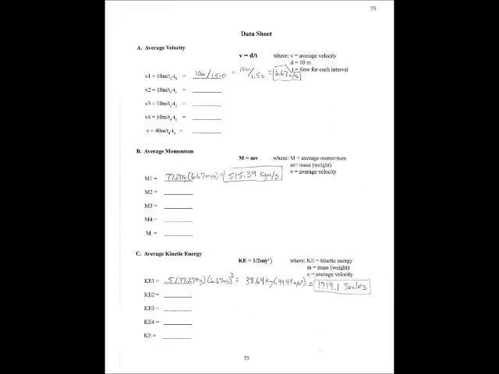Alright, look at page 75. What I did here is I went through for each V1, M1, KE1, and acceleration 1, I did the calculation so you have something to look at that you can base your calculations off of.